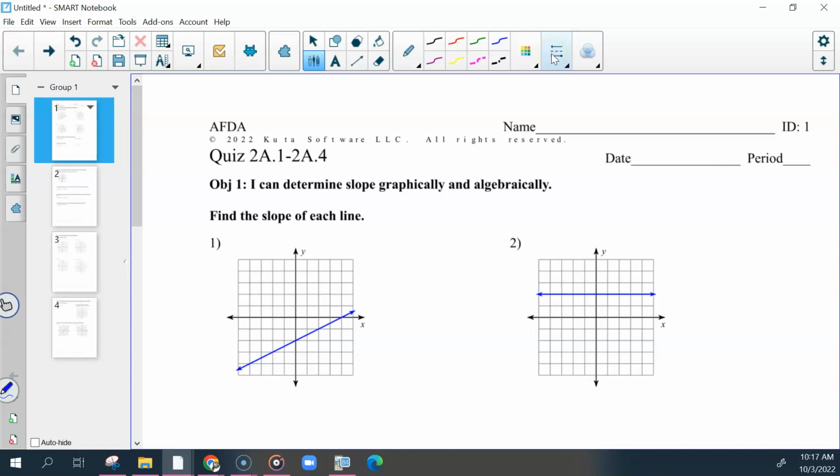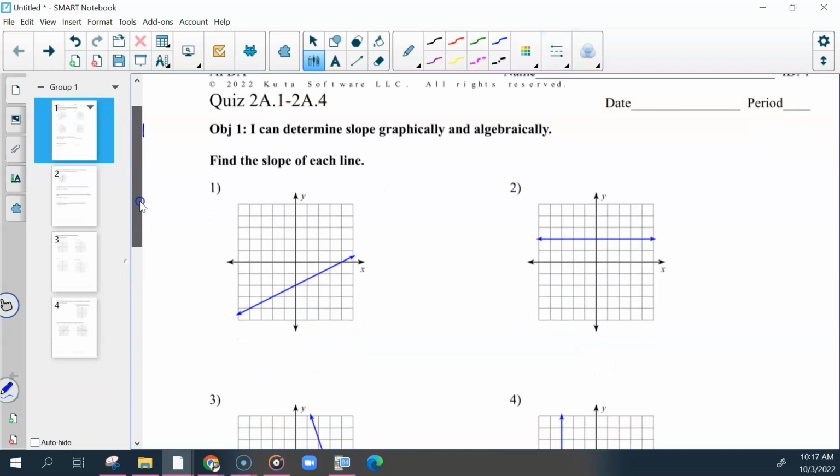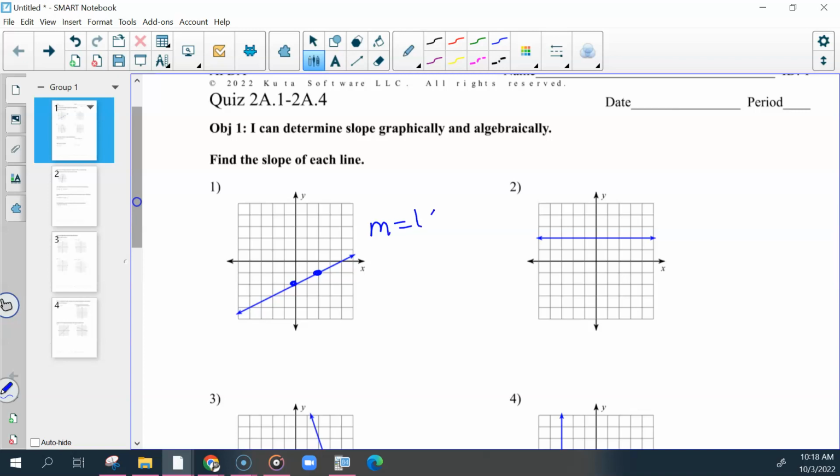Go over this. You can be fixing your own answers on that same page or on a separate sheet of paper, doesn't matter. For number 1, you had to find the slope of the line. So find 2 points, doesn't matter which, and count that slope. So this should have been 1/2.